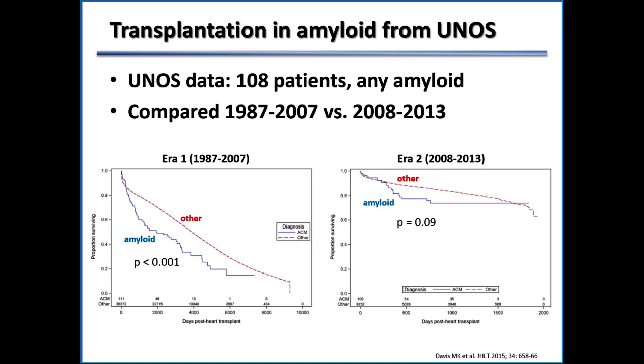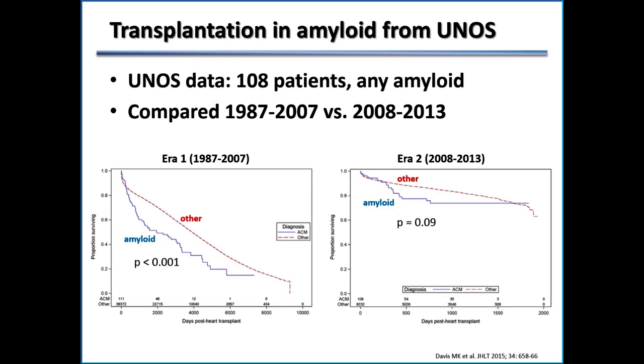era of 108 patients. In the older era, in the 80s to 2007, what you see is these amyloid patients did not do well. Median survival was only about 5 years on the left for amyloid patients, and it is significantly worse than non-amyloid patients. For patients in the new era, the median survival extends beyond where this goes, but these patients survive about as well as non-amyloid patients. So it's a very viable strategy to transplant amyloid patients as long as you carefully select them.